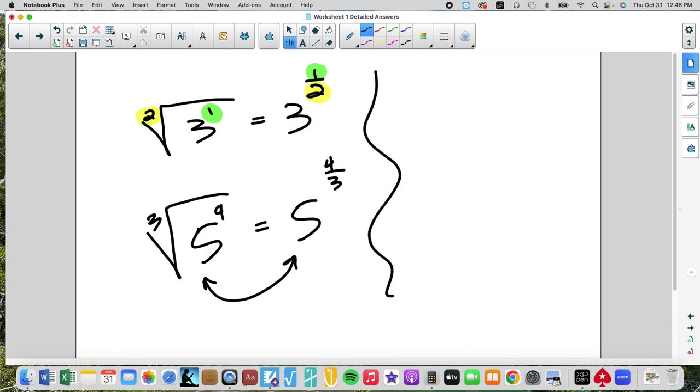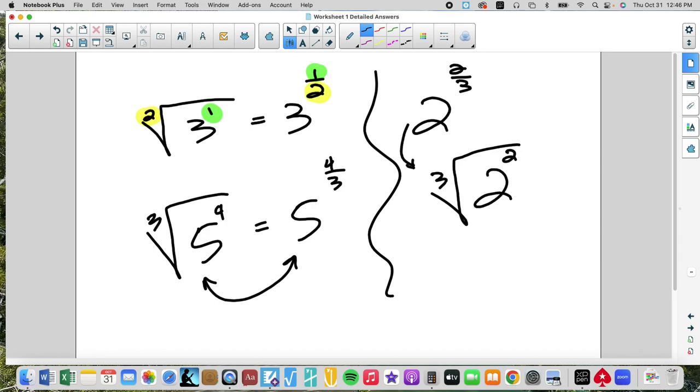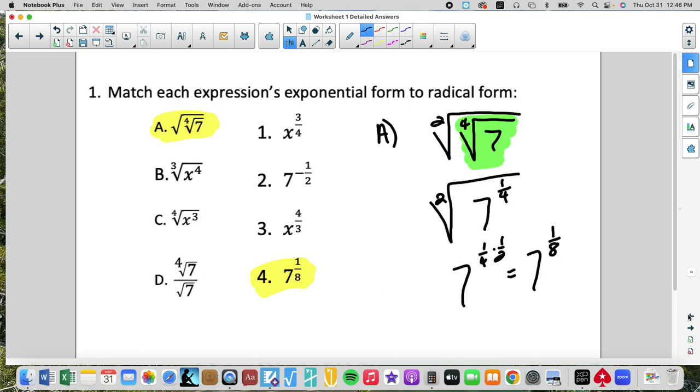So if I have 2 to the 2/3, that's going to equal 2 is my base, 2 squared, and then it's going to be the cube root because of the denominator. So we can also go from exponent form to radical form. The numerator is our power, the denominator is our root. All right, let's look at B.